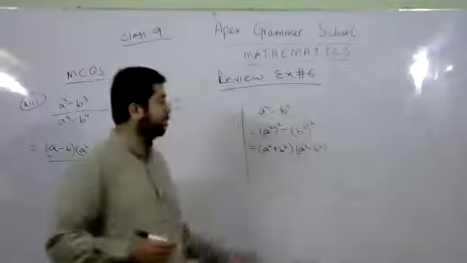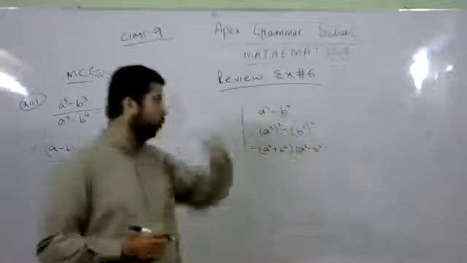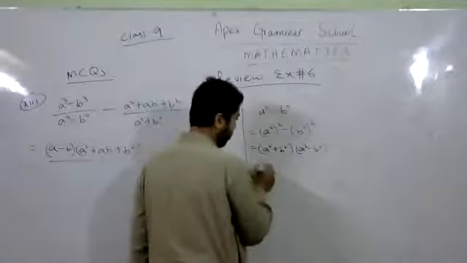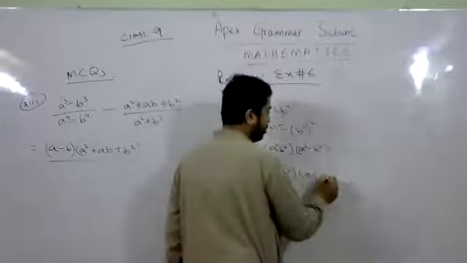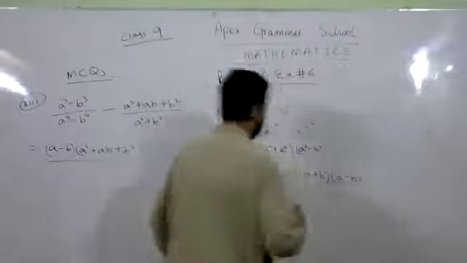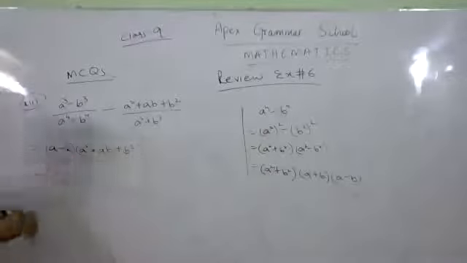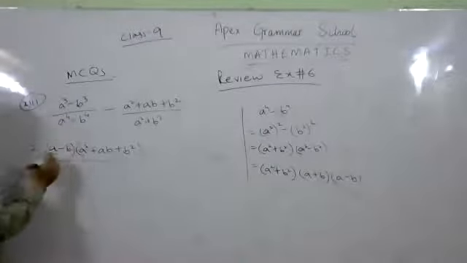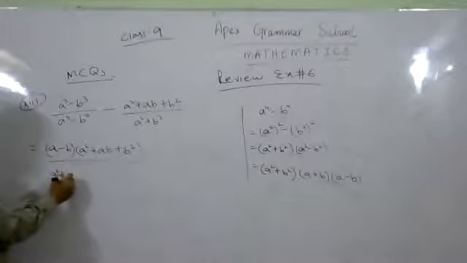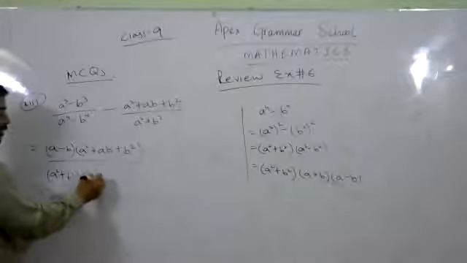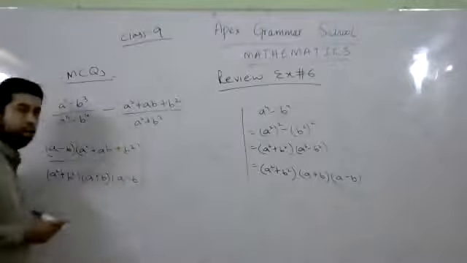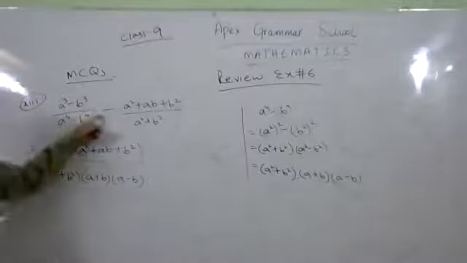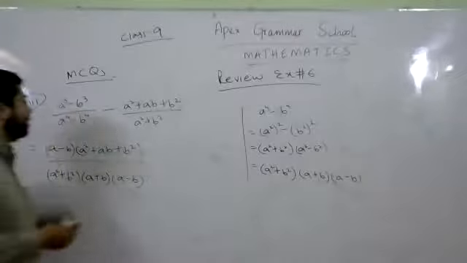Now this a square minus b square is again the formula. We need to open it again: (a square plus b square) and then (a plus b) into (a minus b). So we need to open this again. Here, instead of writing this, then the divide sign, you don't need to write that divide sign, you need to apply the multiply sign.